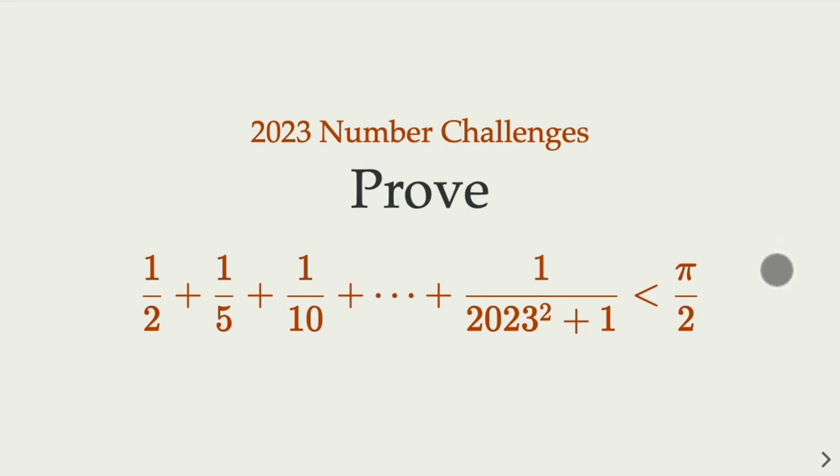We try to prove this inequality here. This is going to be the sum 1 over 2, 1 over 5, 1 over 10, up to 1 over 2023 squared plus 1. Notice that this is just 1 squared plus 1, 2 squared plus 1. That's 10 is 3 squared plus 1, right? Now, for this problem, I'm going to take a different approach.